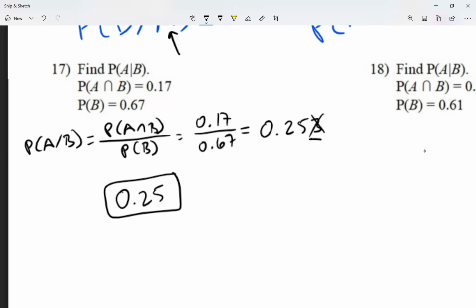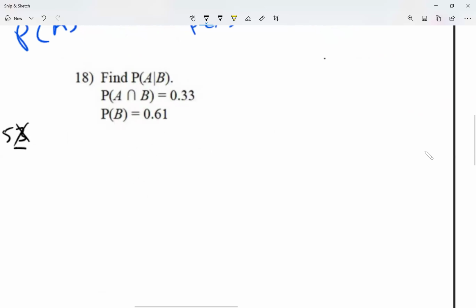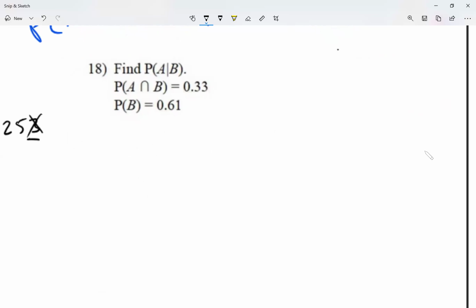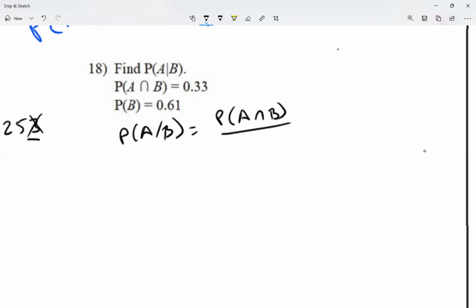I know my calculator gave me a bunch of numbers. Notice I only wrote the first three after the decimal point because I was going to round it to two decimal places. So always round to two decimal places. Let's take a look at number 18. Probability of A given B is probability of A and B divided by probability of B.